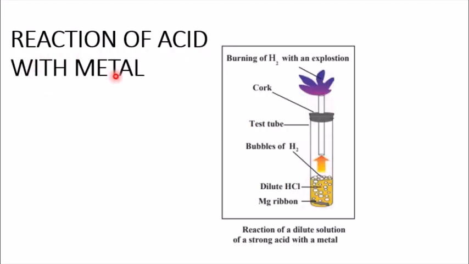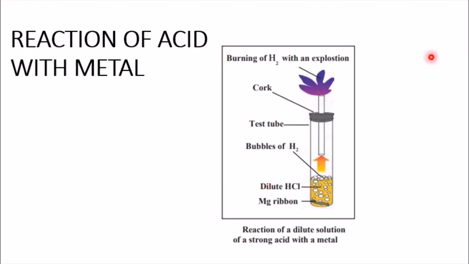Next is the reaction of acids with metal. What will happen if you add acid to a metal? Here we have taken a magnesium ribbon. Magnesium is a metal, and we have added HCl. First of all, we have taken a test tube to which we have added magnesium ribbon, and we have taken dilute HCl. As you add dilute HCl to the magnesium ribbon, some gas is produced, and because of the gas an explosion is created.